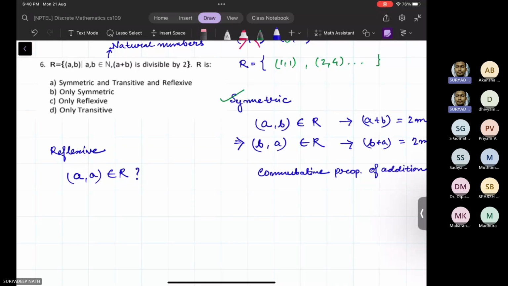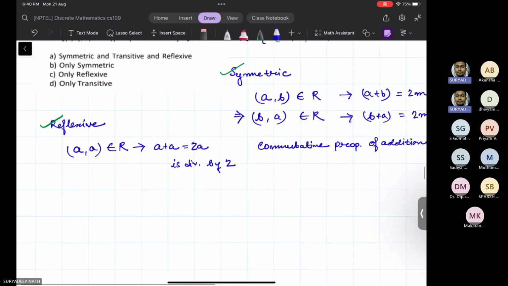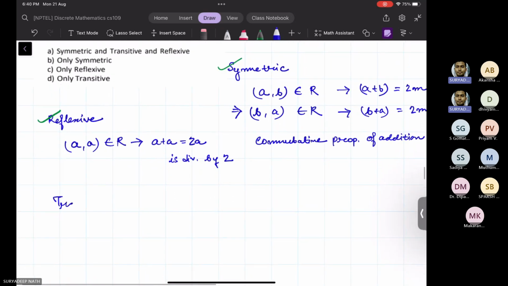Yeah, so it's right. (A, A) will always belong to R because that would mean A plus A, which is 2A, is divisible by 2. Therefore, for any element A that you pick from the set of natural numbers, A plus A will always be divisible by 2. So (A, A) always lies in the relation. So it is reflexive as well.